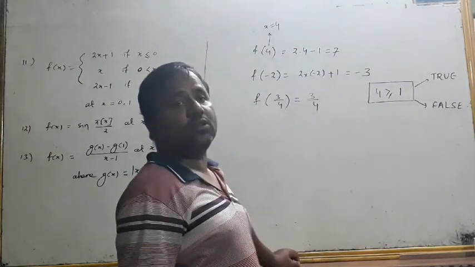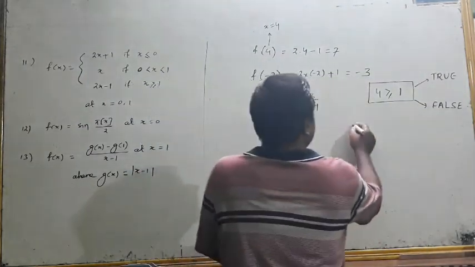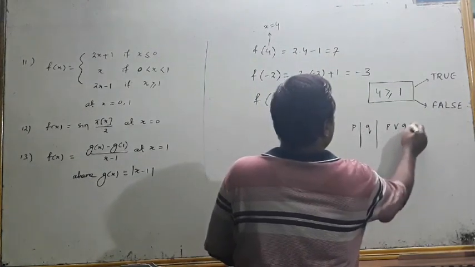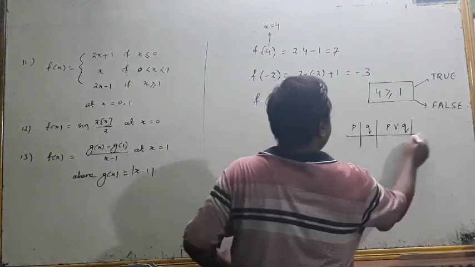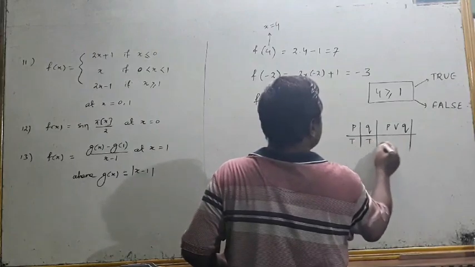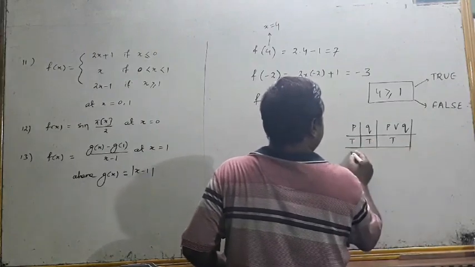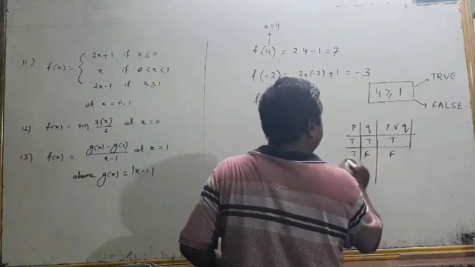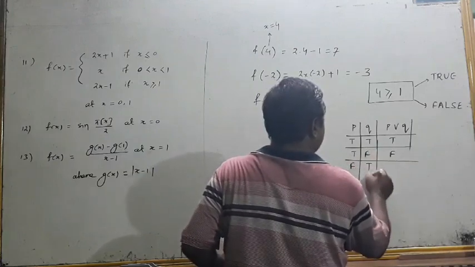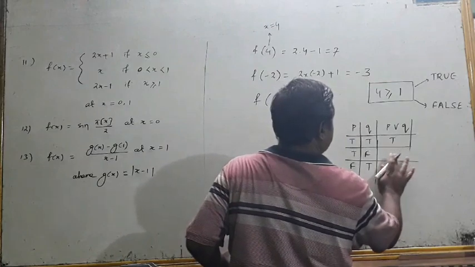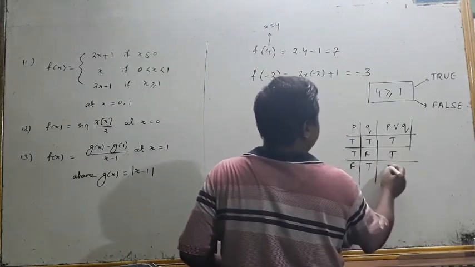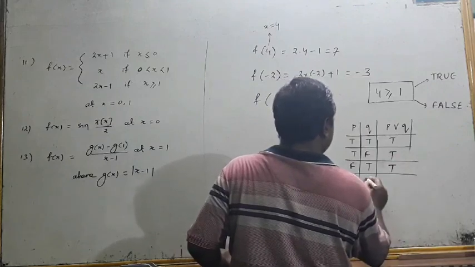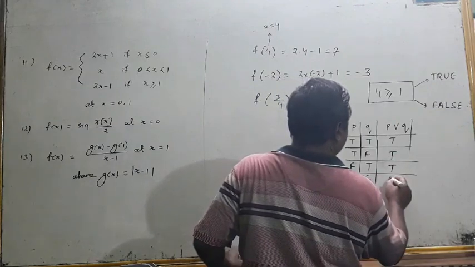Now you know the logic that if P and Q are two statements and P or Q, then if P is true and Q is true, the result is true. If P is true and Q is false, the answer is true. If P is false and Q is true, it is true. If P is false and Q is false, then it is false.